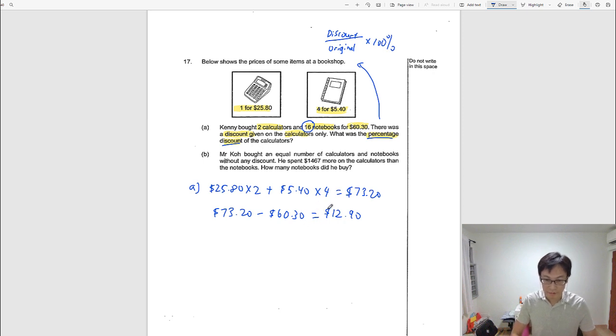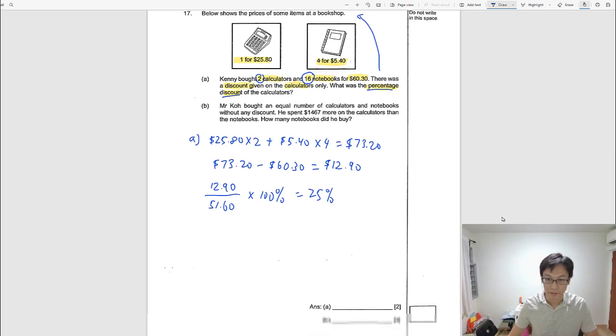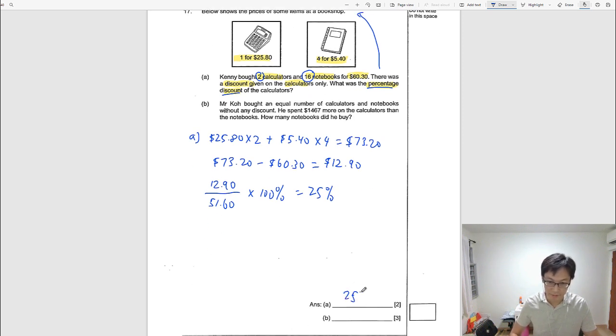Now to find the discount for the calculator, you take the discount, which is 12.9, divide by the original. Original is 25.8 times 2, remember? Because he bought 2 calculators. So you take 25.8 times 2, which is 51.6. And then you multiply by 100%. If you press your calculator, you should get 25% discount. And that's it. That's the answer for part A, 25%. So part A is pretty straightforward.